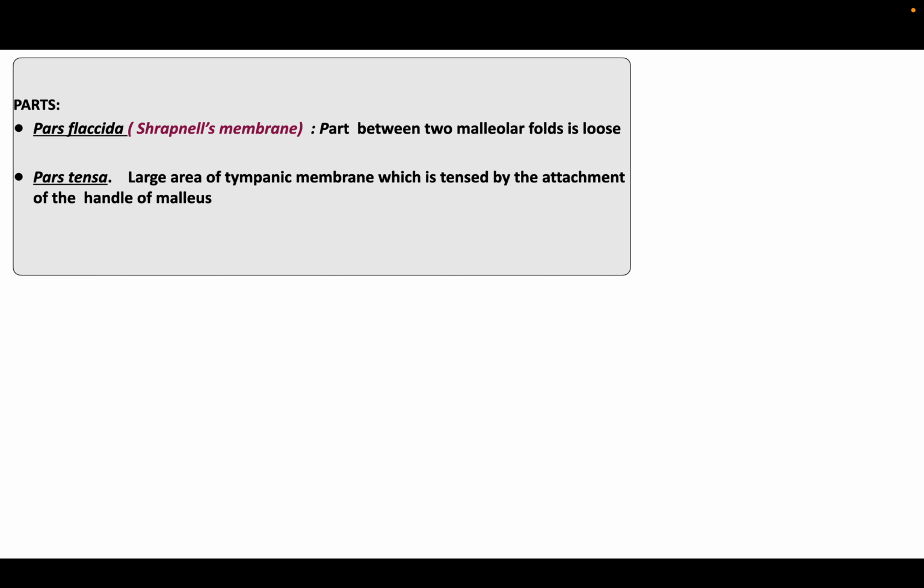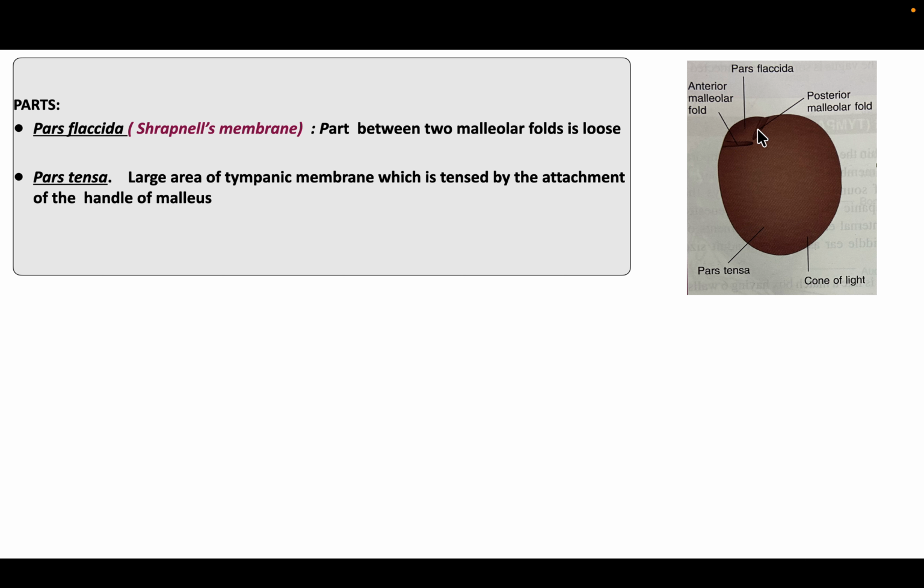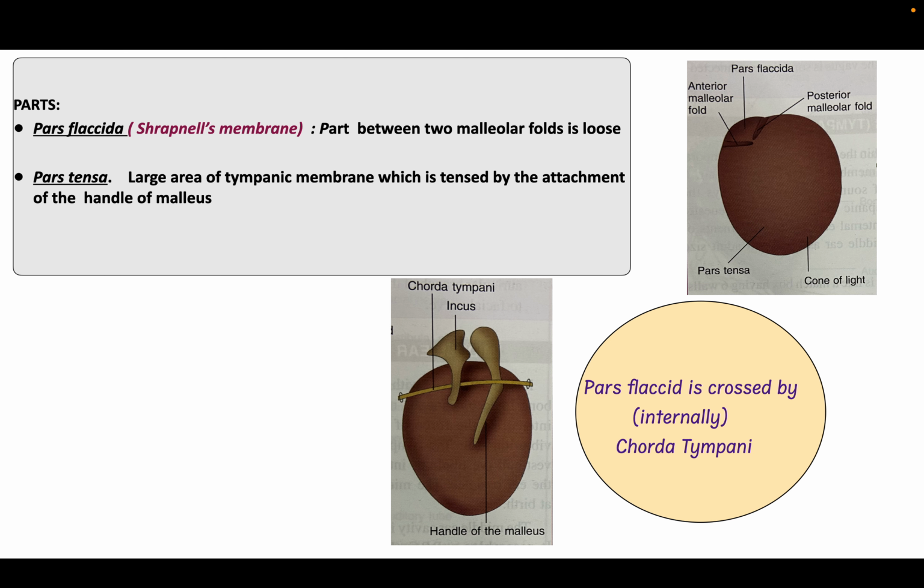Now keeping in mind this attachment, the tympanic membrane is divided into two parts, the pars flaccida and pars tensa. Pars flaccida is the part between the two malleolar folds, which is loose. Another name of this pars flaccida is Shrapnell's membrane. Pars tensa is the large area of the tympanic membrane which is tensed by the attachment of the handle of malleus. An important relation of the pars flaccida is with the chorda tympani, which is crossing internally. You can see the chorda tympani on the other side of the membrane, which is facing towards the middle ear.